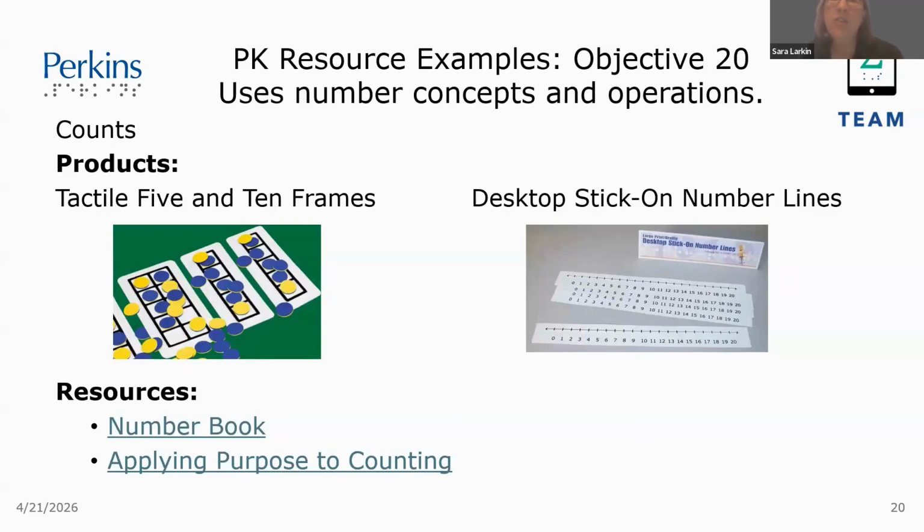Objective 20 uses number concepts and operations, and one of the standards in that is counts. So we might count on a number line using the desktop stick-on number line, or we might use counters, those tactile counters, to count within a tactile 5 or 10 frame. Some of the resources are how you can create a number book, have the student create their own number book, or how to apply purpose to counting.